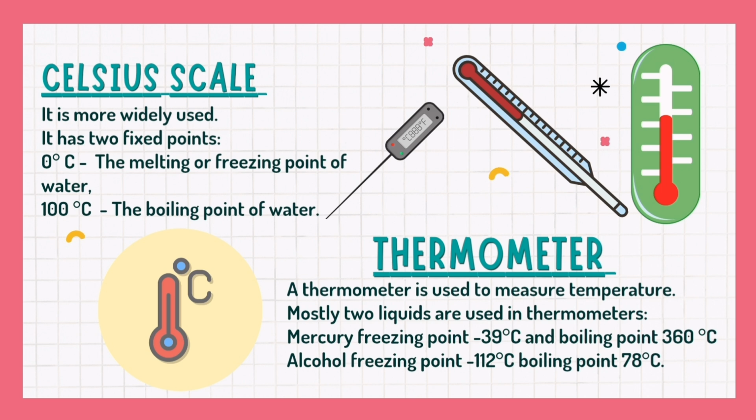A thermometer is used to measure temperature, and mostly 2 liquids are used in thermometers. The mercury freezing point is minus 39 degrees Celsius and boiling point is 360 degrees Celsius. And the alcohol freezing point is minus 112 degrees Celsius and boiling point is 78 degrees Celsius.